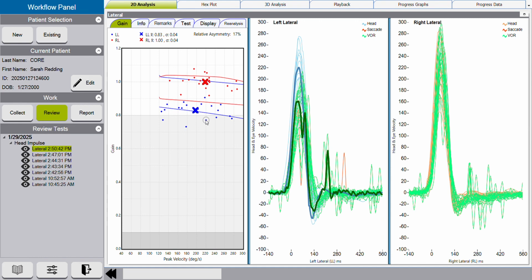It'll be kind of hard to see here, but the blue line is the head motion and the green line there is the eye motion. And so you'll see that the green is substantially lower than the blue, and that's the gain value, the difference there between the head and the eye motion.